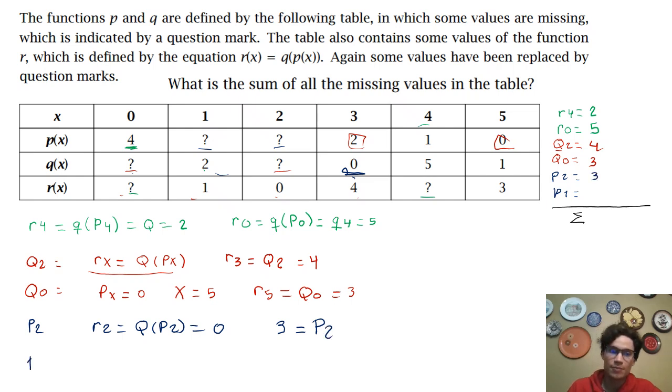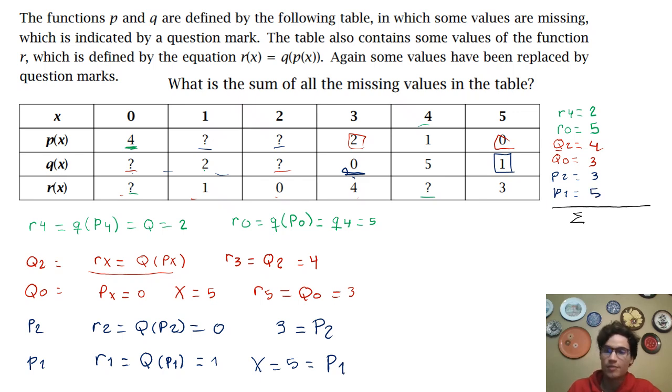Finally, we get P1 and we do exactly the same process. R1 is equal to Q of P1. R1, that's fine, is equal to 1. And Q is equal to 1 when X is equal to 5. So if X is equal to P1, P1 is equal to 5. This is our last missing value.